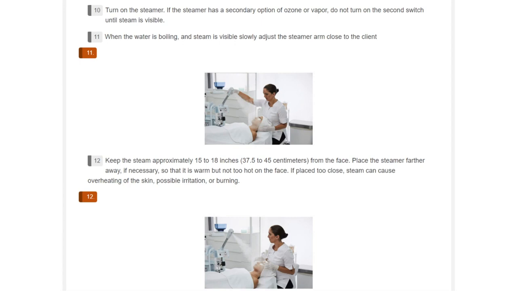If the steamer has a secondary option of ozone or vapor, do not turn on the second switch until steam is visible. 11. When the water is boiling and steam is visible, slowly adjust the steamer arm close to the client. 12. Keep the steam approximately 15 to 18 inches, 37.5 to 45 centimeters, from the face. Place the steamer farther away, if necessary, so that it is warm but not too hot on the face. If placed too close, steam can cause overheating of the skin, possible irritation, or burning.